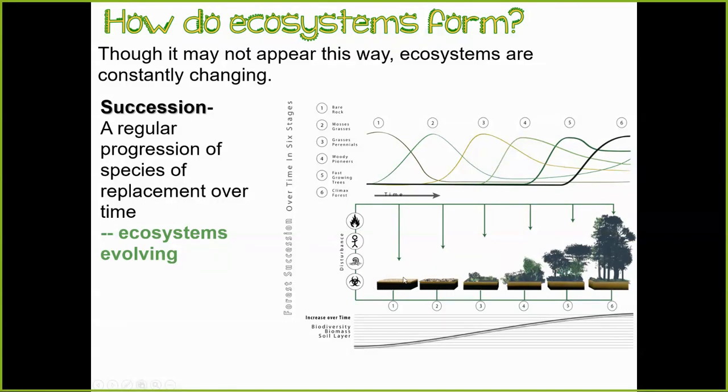So, we can see here there is just a plain piece of land. The first thing that happens is we get a little bit of grasses, then we get a little shrubs, more shrubs and trees, and then eventually over here, number 6, this is considered to be an old growth forest. This is what happens all of the time.